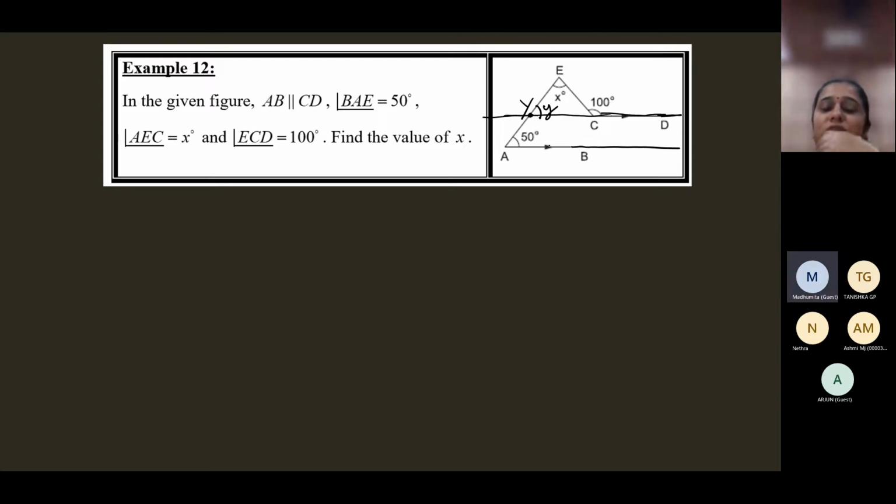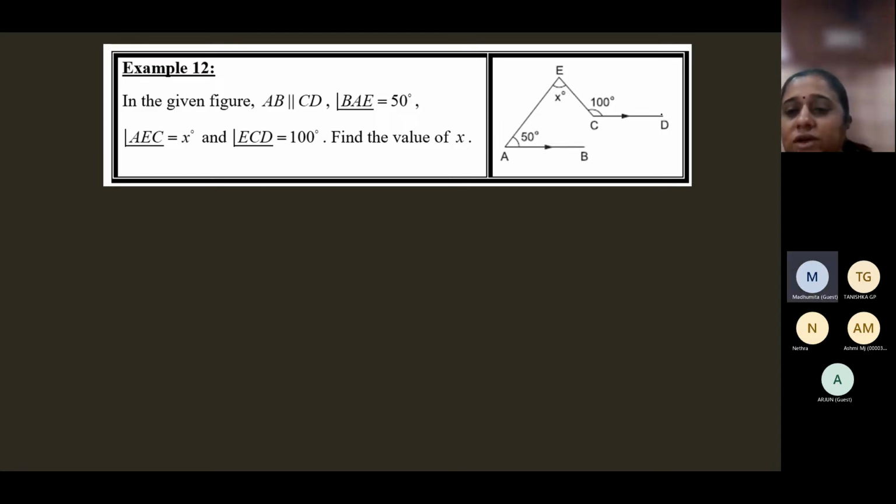Why did we find that? You should have used the exterior angle property, no? Yes, ma'am. Okay, so you found this angle, that is this 80 degree, and 50 plus 80 is 130 degree, and 180 minus 130 is 50 degrees, ma'am. Perfect, very good. Everything is correct. Very good.